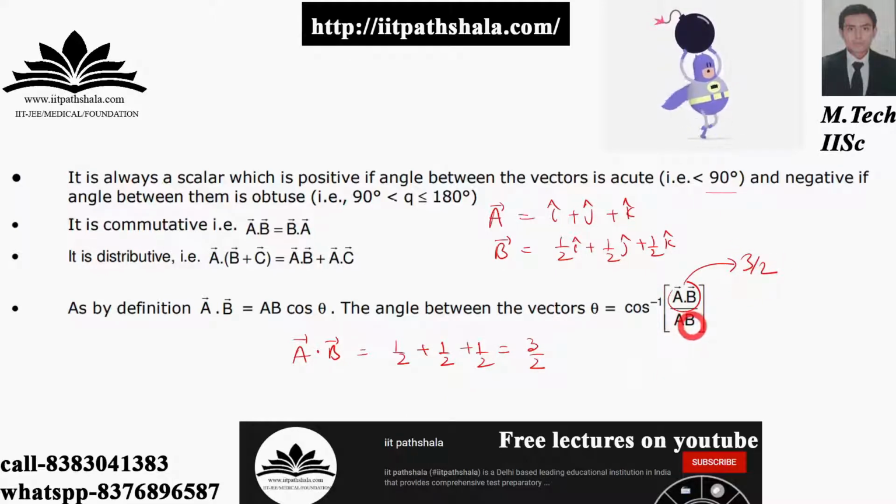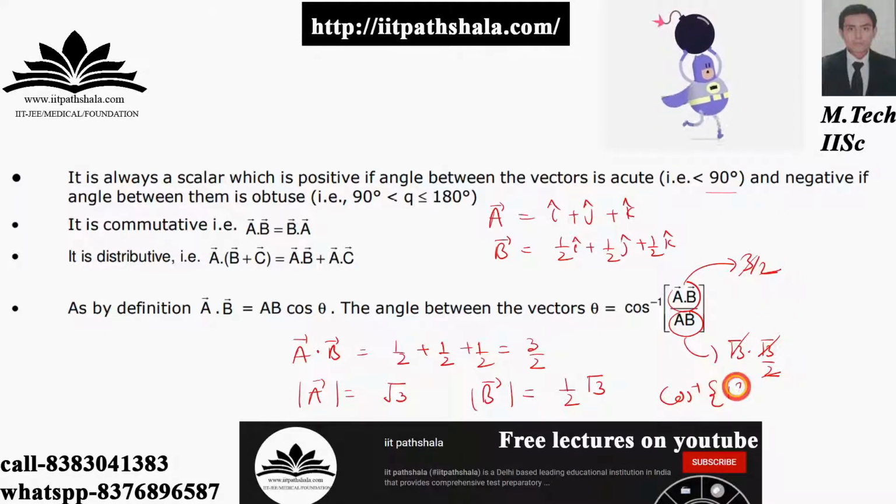Then the magnitudes of vector A and vector B. The magnitude of vector A will be root 3, and the magnitude of vector B will be equal to 1 by root 3. You can put it over here: 3 by 2 divided by root 3 multiplied by root 3 by 2, and henceforth you will land up with the 3 cut by 3, 2 cut by 2, cos inverse 1. That is, cos inverse 1 is 0 degrees itself. So the angle between both of them is 0 degrees.